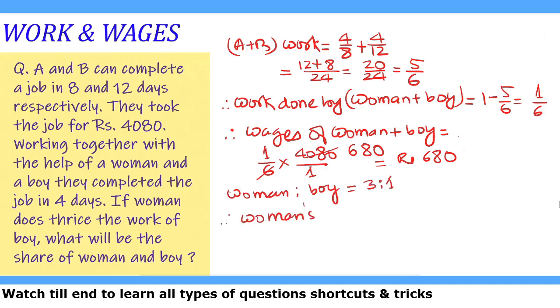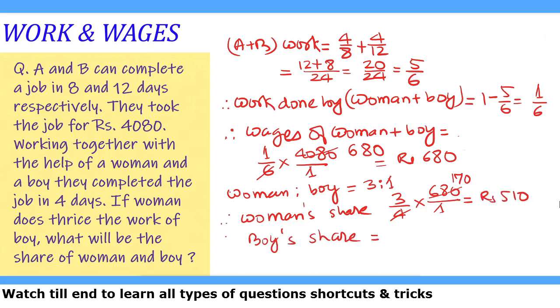Therefore, woman's share out of 4, she is doing 3/4 of the work. 3 plus 1 is 4, so she is doing 3/4 of the work. So 3 upon 4 multiplied by 680. 4 divides 680 for 170 times. This is equal to 170 multiplied by 3 is rupees 510. Boy's share is 680 minus 510, or we can do by his efficiency as well.